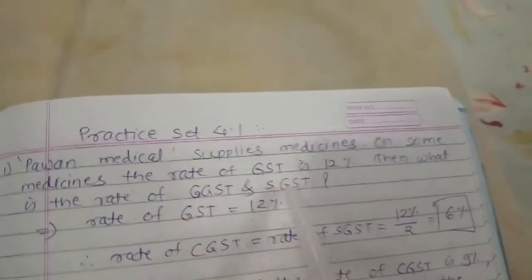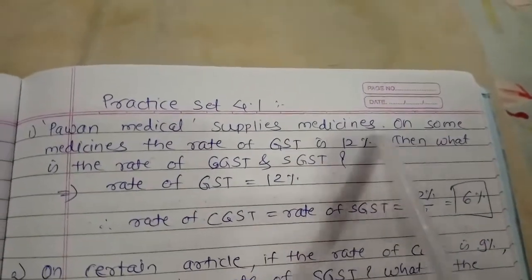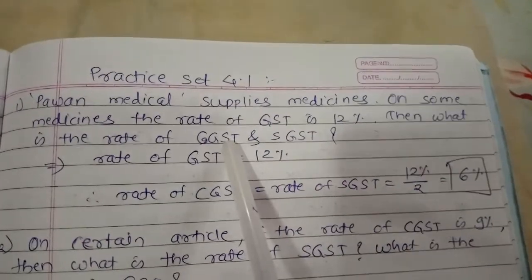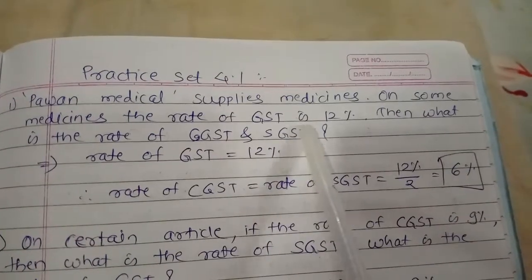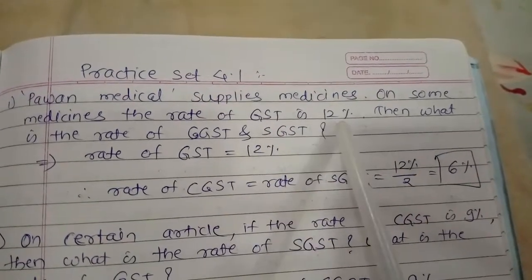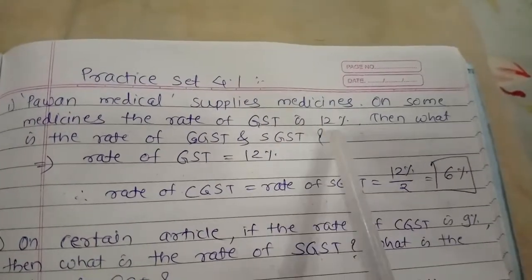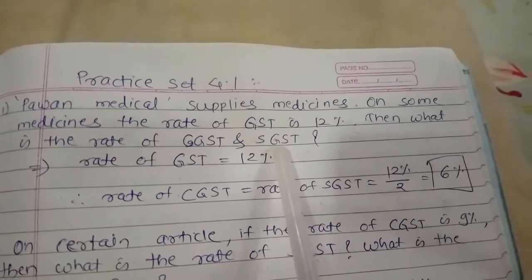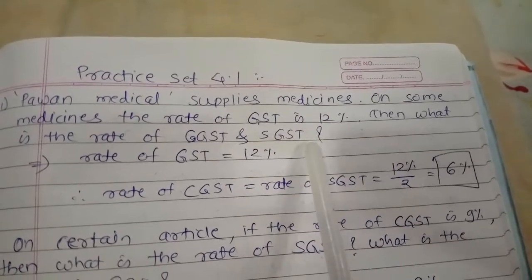So practice set 4.1, the first example: Pawan Medical supplies medicine. On the same medicine the rate of GST is 12%. So what is the rate of CGST and SGST? We can orally solve it, since the rate of GST is 12%, SGST and CGST are half of this one, that means 6%.